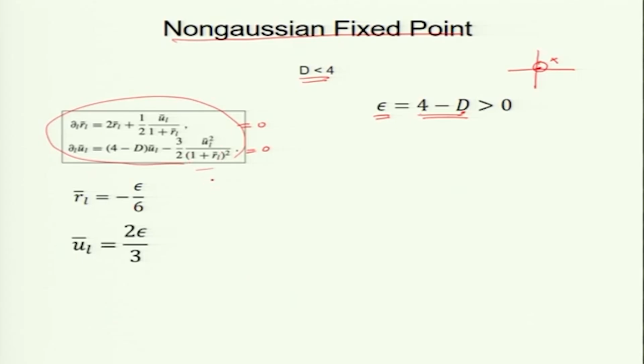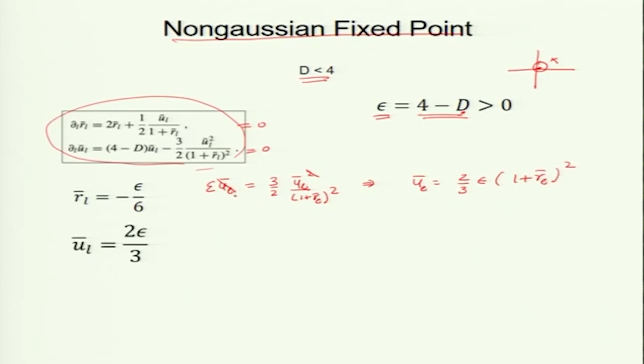UL star, the fixed point, need not be 0, since I am going away from the origin. So, in the second equation I see 4 minus epsilon UL bar equal to 3 by 2 UL bar squared times 1 plus RL bar squared. UL is not 0, so that goes away. So that gives us UL bar equal to 2 by 3 epsilon multiplied by 1 plus RL bar squared.